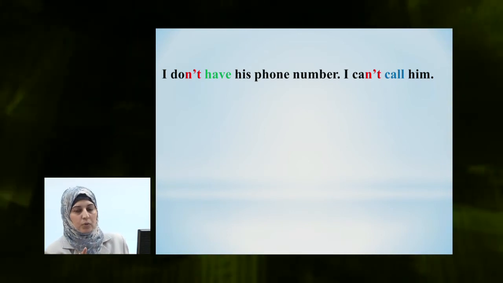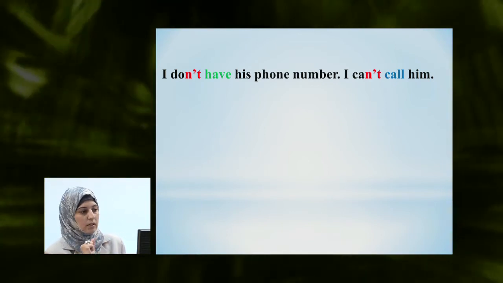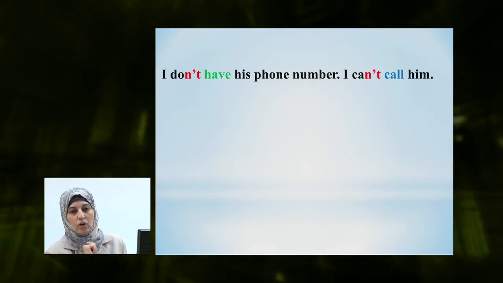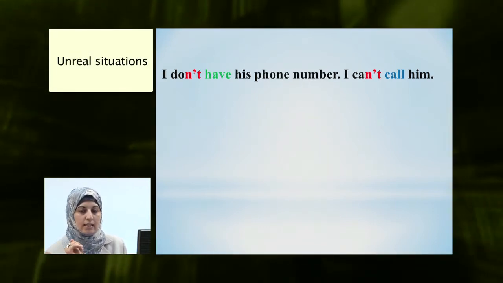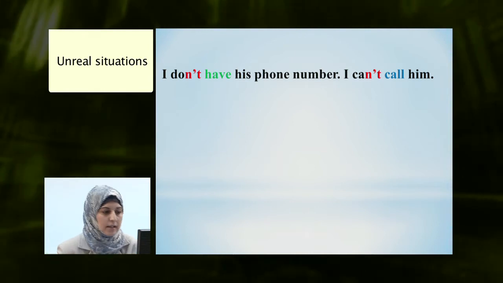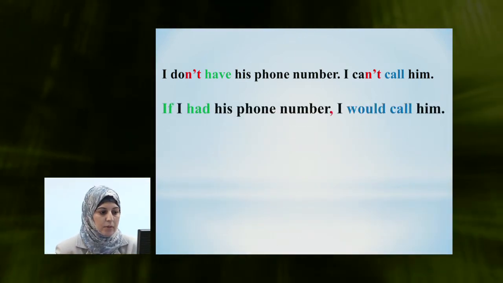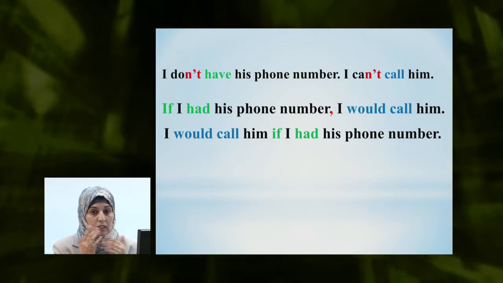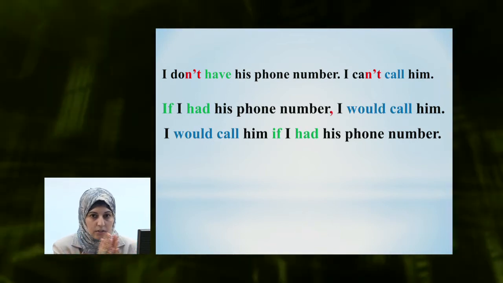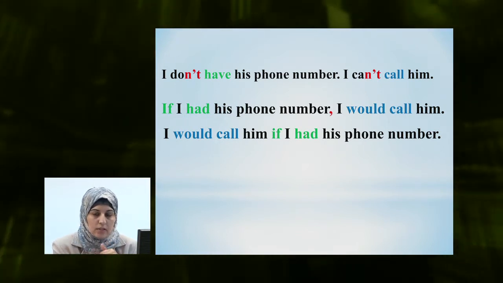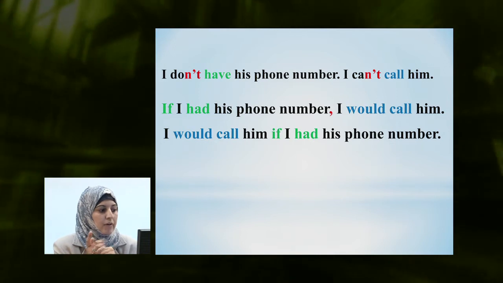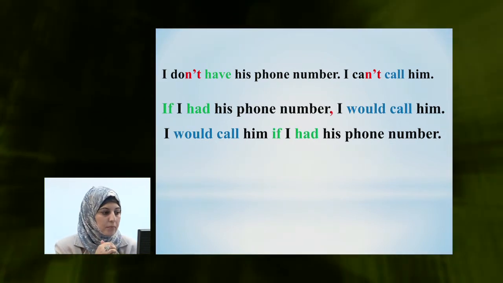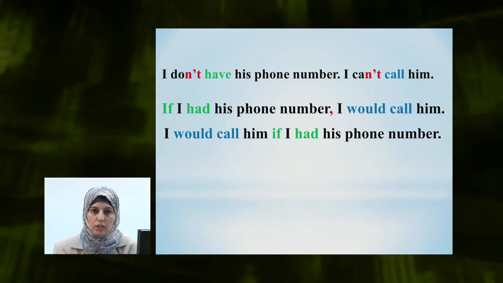Now, I will give you a situation. Try to give me a sentence. I don't have his phone number. I can't call him. So what is the best way to say a sentence using type 2? I can say, if I had his phone number, I would call him. You can also say, I would call him if I had his phone number. Notice here, in reality, it's don't have, can't call. So the reality is not and not. Come now, try to imagine the opposite situation. Here you are using type 2. If I had his phone number, I would call him. So you are moving from reality to imaginary.